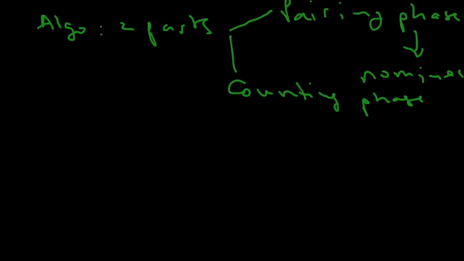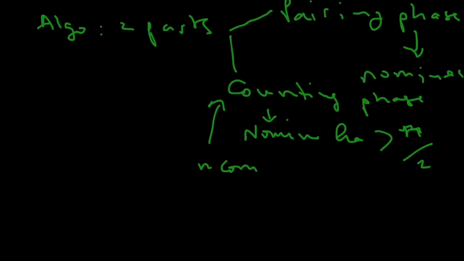So the counting phase here just determines if the nominee received more than half of the vote. So it just checks if the nominee has more than half of the vote, which is the size of the array divided by 2. Obviously this phase requires just n comparisons. You are counting the occurrences just one time, so we are just inspecting the array once.